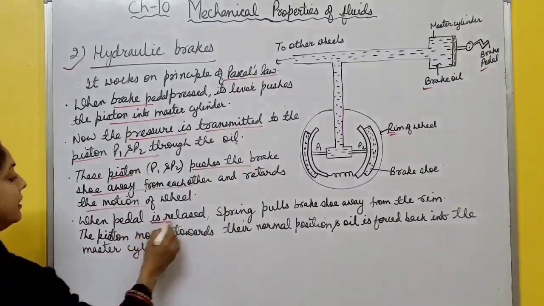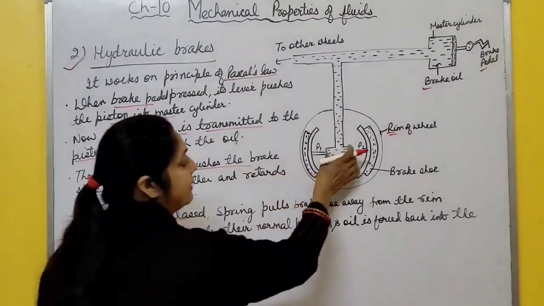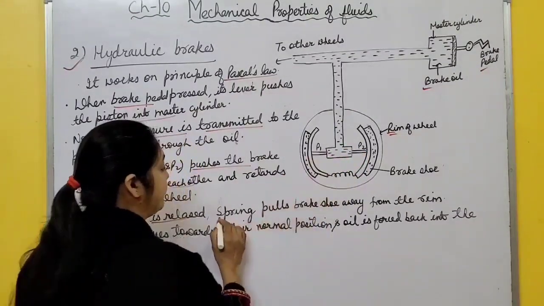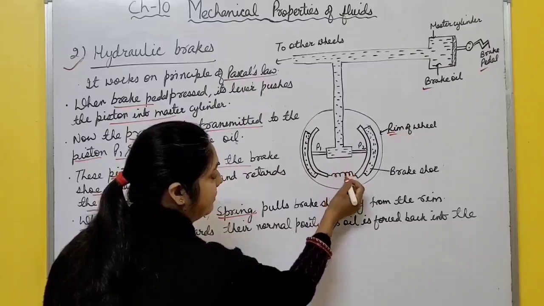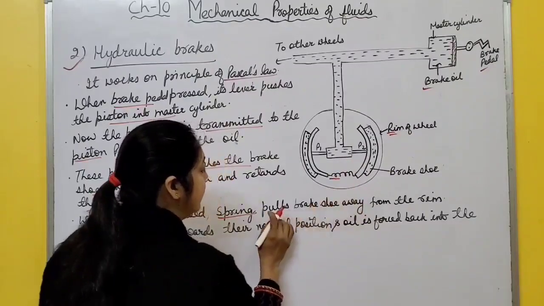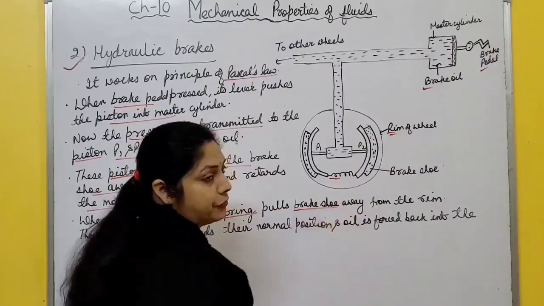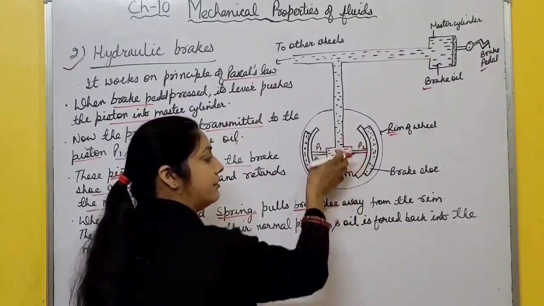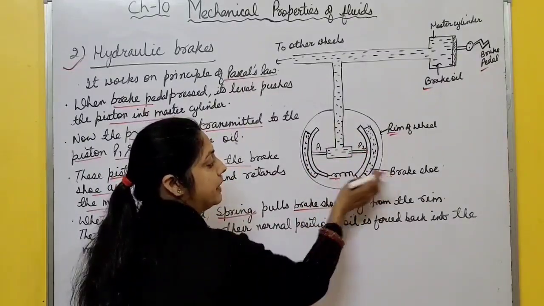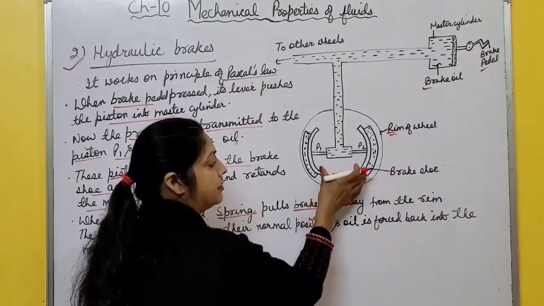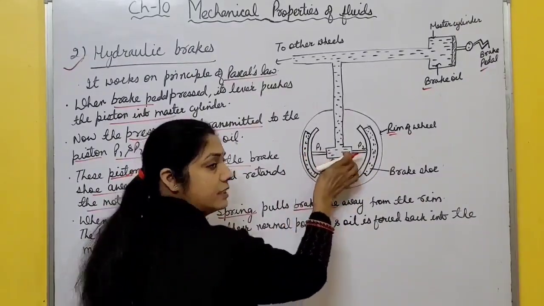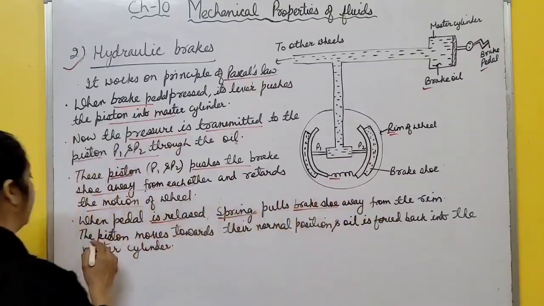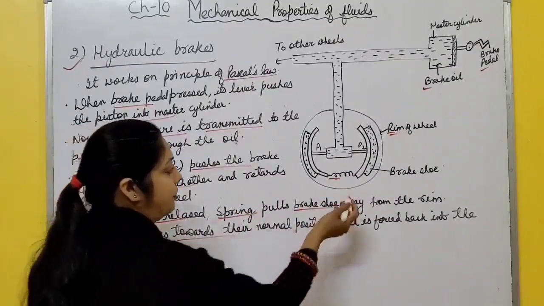When the pedal is released, what happens? When the pedal is released, what is the spring doing? These two pistons are connected to springs. The springs push the brake shoes away from the rim. When the pedal is released, this spring pushes the brake shoes away from the rim of the wheel and towards each other, right? Now the pistons move towards their normal position.